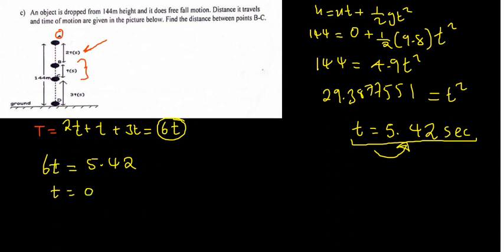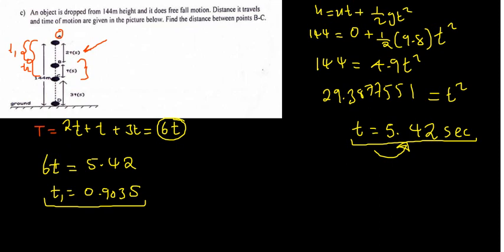That gives us 0.9035. So this is the small time t. Let me put a mark here just to differentiate it from the one that we found earlier. Now, so that we can calculate the distance from B to C, let's find the time from point A to point C, and then also the time from point A to point B. Let me call these T1 and T2.